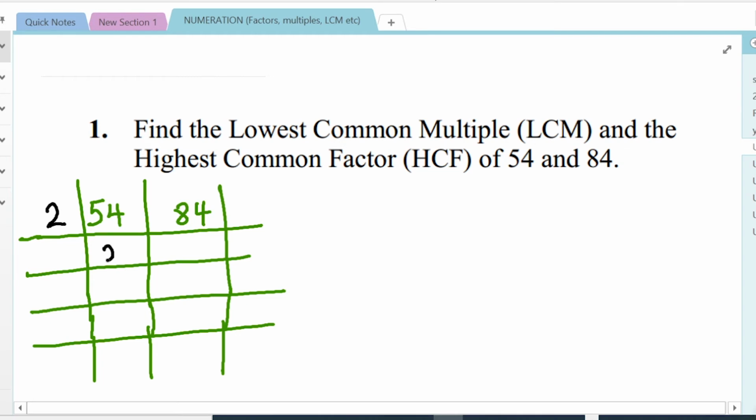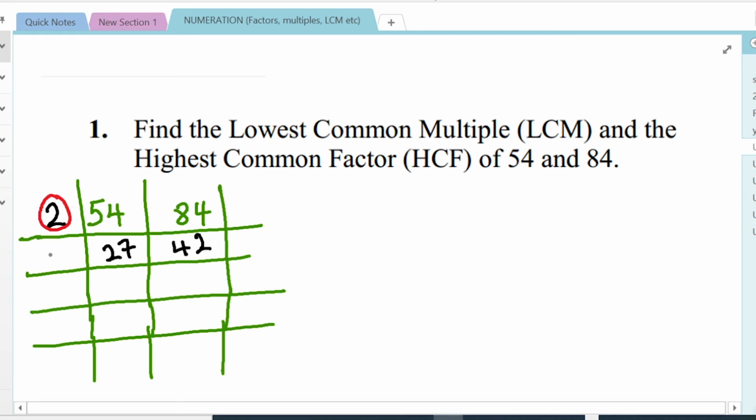I have 27 here. 84 divided by 2, we have 42. Now you realize that this value of 2 was able to divide both of them, so I will circle it because it was able to divide through both of them. So we proceed to the next.